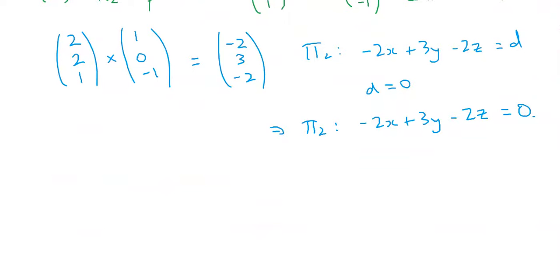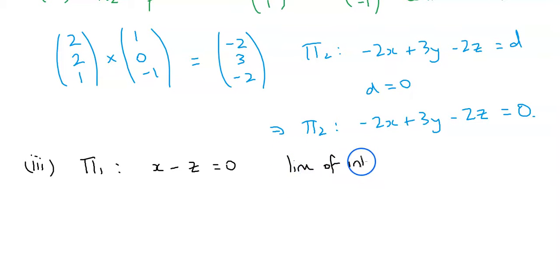So first, the equation of pi 1 is x minus z is equal to 0, and we have the equation of pi 2 here. To find the line of intersection of pi 1 and pi 2, it's pretty easy. You just need to find 2 points that satisfy both of these equations. Those 2 points are on both of the planes, and therefore they are on the line of intersection, so you can find the vector equation of that line using those 2 points.